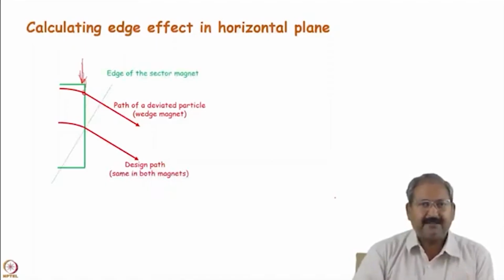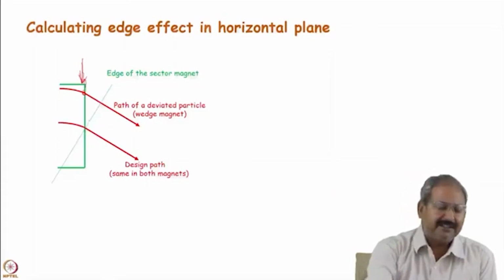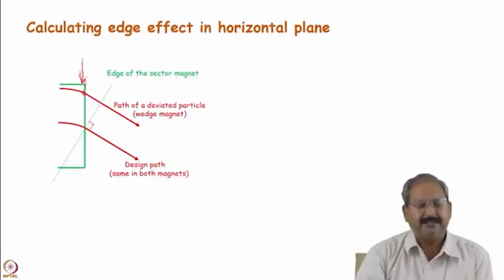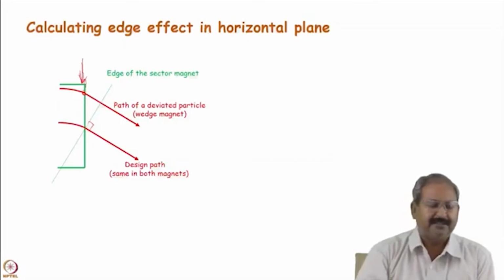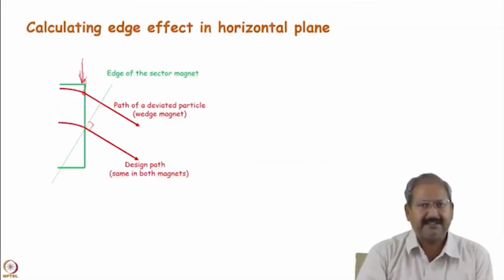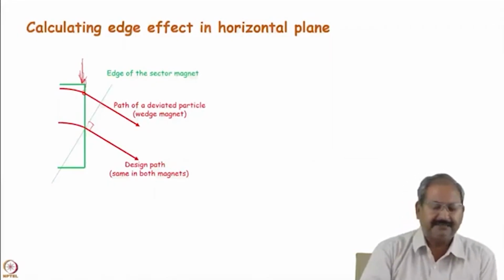An equivalent sector magnet means the orientation of the edge is such that the design trajectory exits at the right angle to the edge. So this is the equivalent sector magnet. Equivalent sector magnet means the bending angle is the same as in the presently chosen magnet, so the path length of the design trajectory is the same for the sector magnet. We call that magnet the equivalent sector magnet.